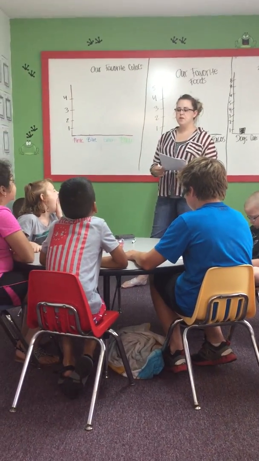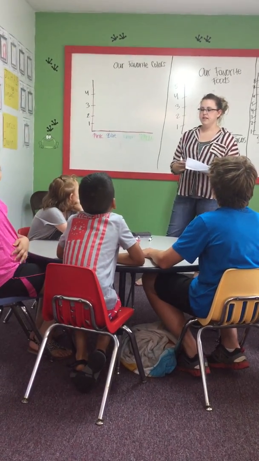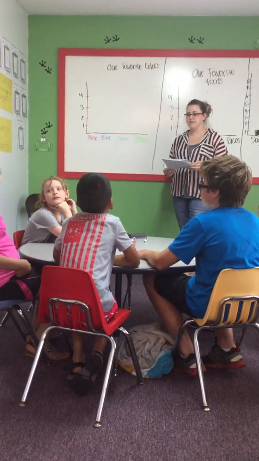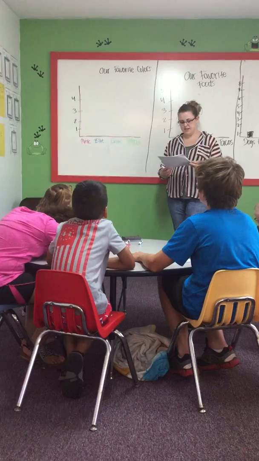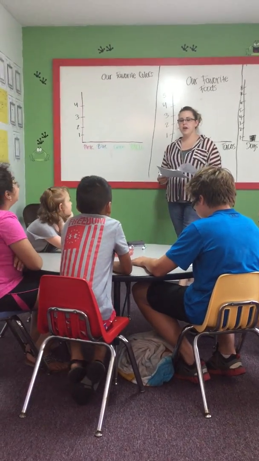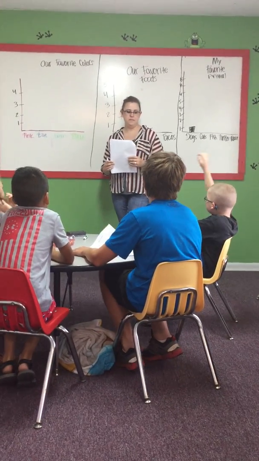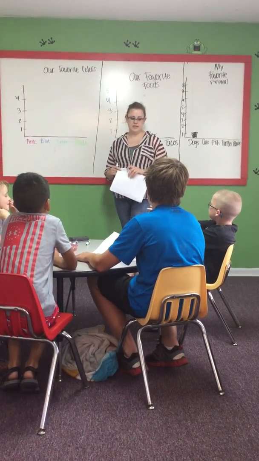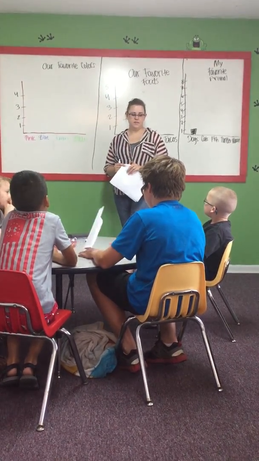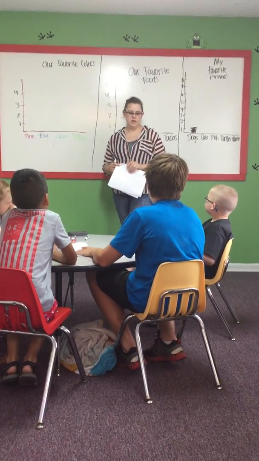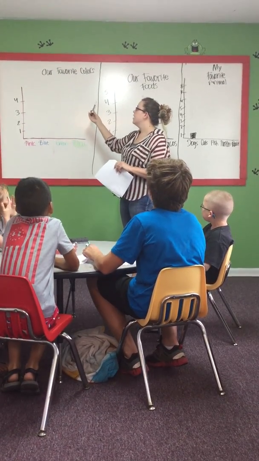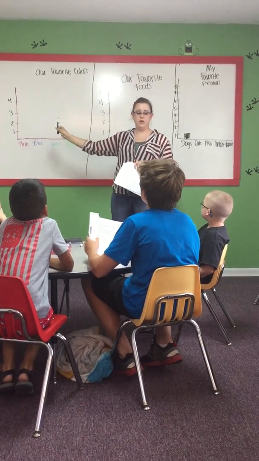So, who remembers what we talked about yesterday? Aaliyah? Graphs. Pictographs? Right, that's right. We did talk about pictographs. And what goes on a pictograph? Jace? A title. And our title is our favorite color. Yeah, you're right. That does say our favorite colors. This is a different graph that we're going to learn about today.